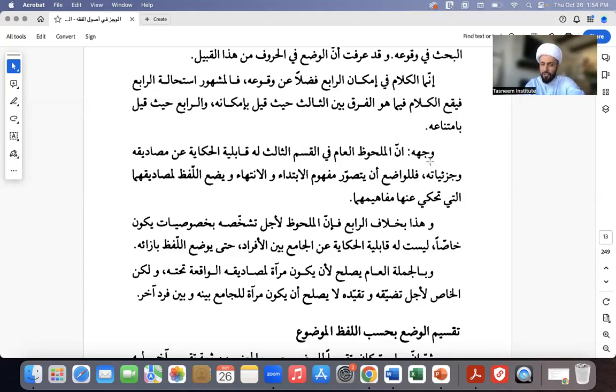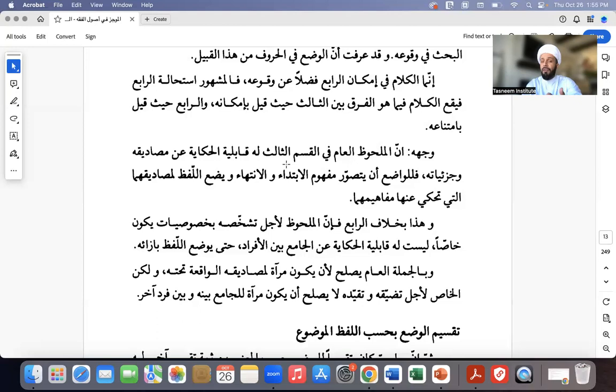ووجهه, the explanation for this, أن الملحوظ العام في القسم الثالث. In the third type of designation, the meaning that we were considering was general. له قابلية الحكاية عن مصادقه وجزئياته. When you consider a general meaning, it has the potential, it has the ability to have instances. So for example, when you consider the meaning of ibtida, it's a general meaning, you can have specific instances of that general meaning.